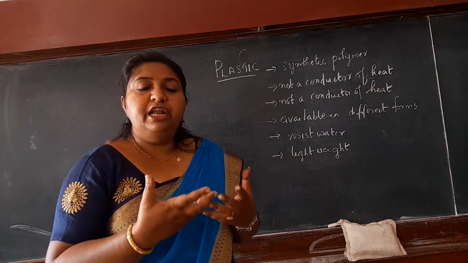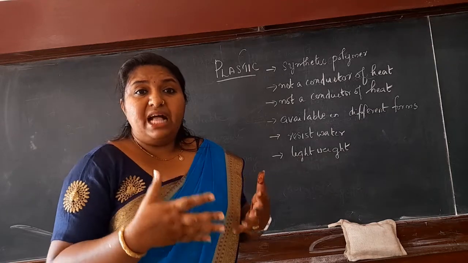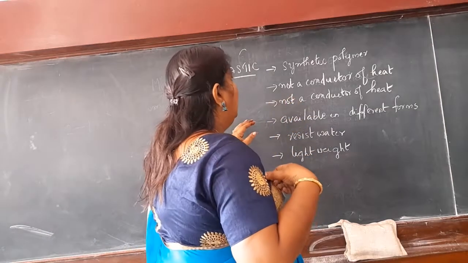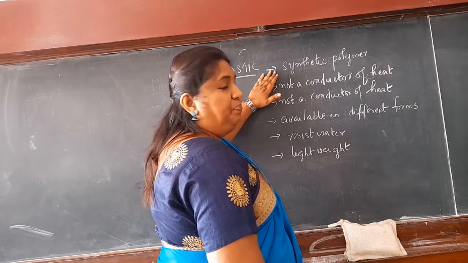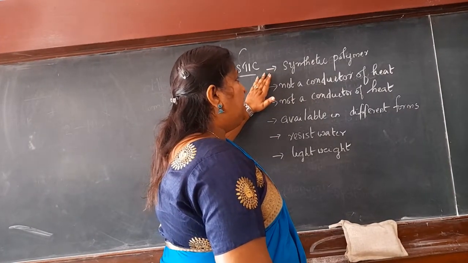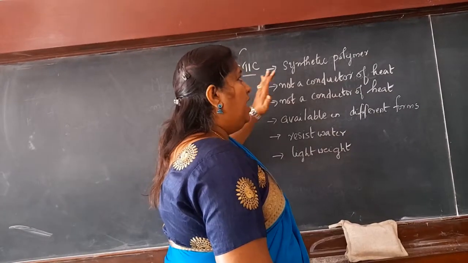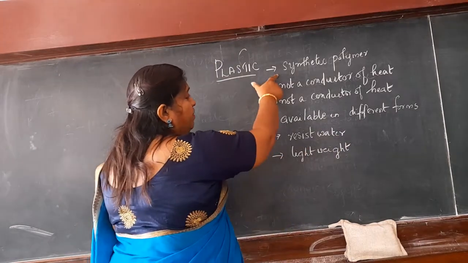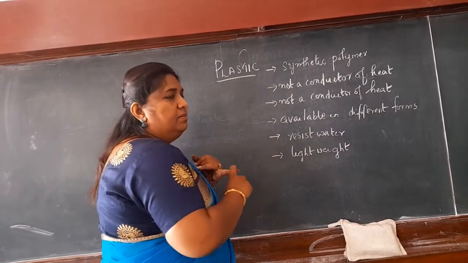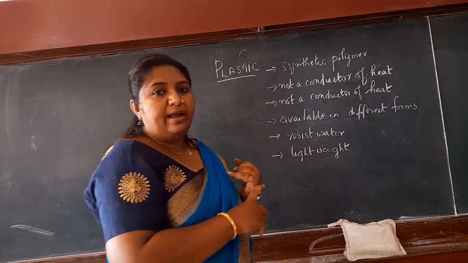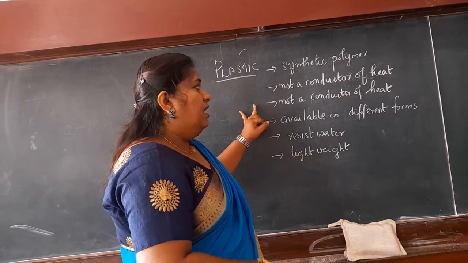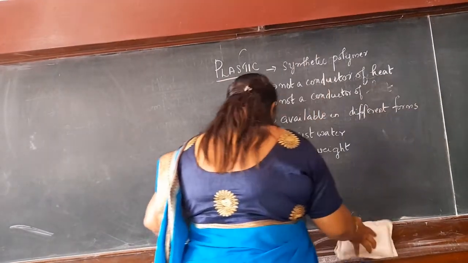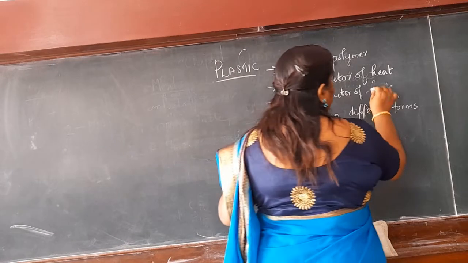So what are the different characteristics that make plastic this much attached to human life? So first thing is that it is a synthetic polymer. Plastic is a synthetic polymer. Synthetic polymer means man-made. Synthetic means man-made. Polymer means a large molecule. So it is a synthetic polymer. Then it doesn't react with heat. It is not a good conductor of heat. It doesn't conduct electricity.